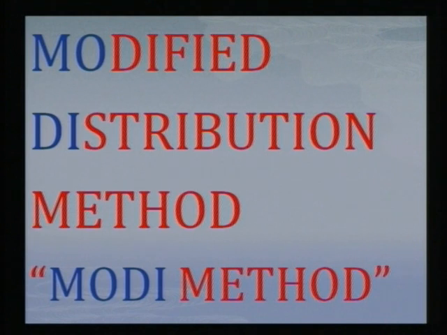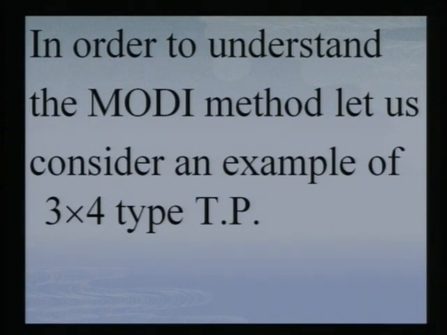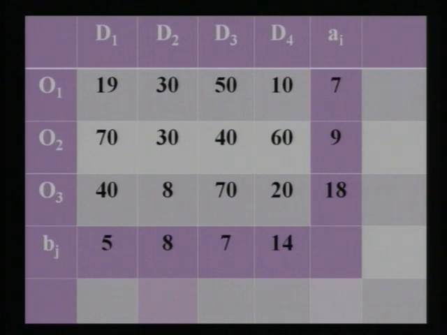In short, we call it the MODI method. Okay. And in order to understand the MODI method, let us consider one example of a 3 cross 4 type transportation problem. 3 cross 4 type means 3 origins and 4 destinations. Okay. The problem is on your screen, my dear friends.